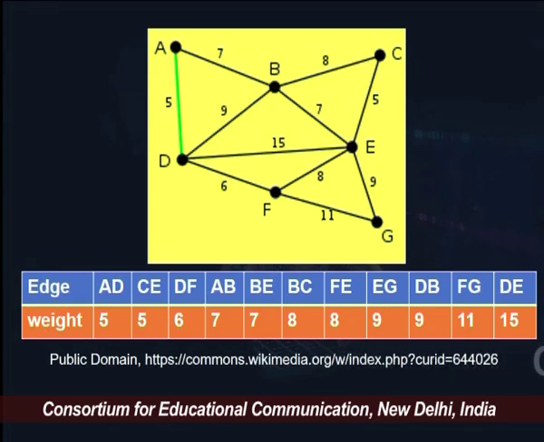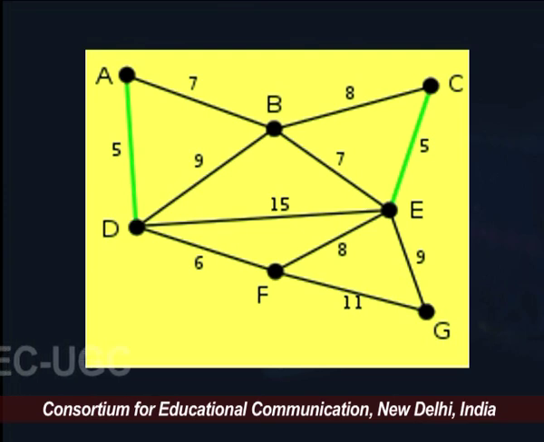So let us see this step. First of all, you can see this AD in a different color. So we have included AD at the first step, the weight is 5. Then at the second step we are going to include CE. Now you can see these two edges in different colors, no cycle formation has happened till this point.